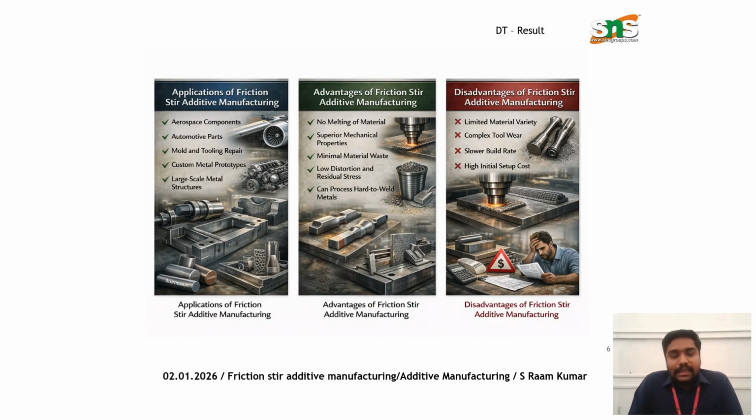Coming to the result, the last part of DT is based on the application and discussion about the advantages and disadvantages of friction stir additive manufacturing. The application of friction stir additive manufacturing is basically on aerospace components, automobile parts, mold and tooling repair, and large scale metal structures. So it can process large scale metal structures, and different complicated designs are feasible by using this friction stir additive manufacturing.